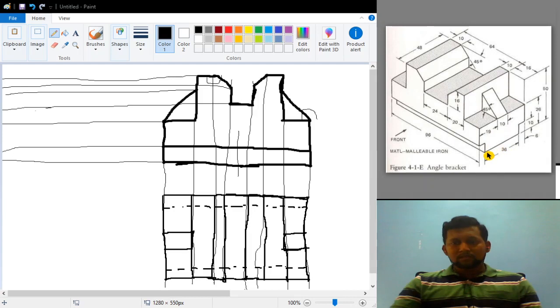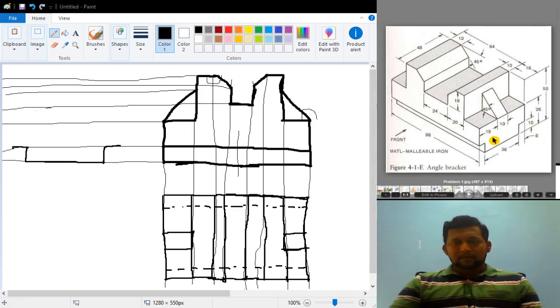So from the middle, let me start over here. This is 36 at the bottom. I just completed this bottom line when I'm standing here, and the vertical distance is 10 mm at both ends. This is 10 and this is 10, and to the right hand side 6 mm, to the left hand side 6 mm. So here 6 mm, and here also 6 mm.